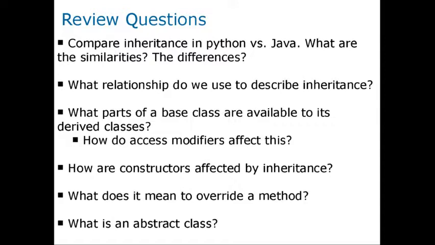What are some examples of access modifiers that we used last week? Private, public. There's a third one. Protected. Protected is the third one. What does protected do for us? It's kind of in the middle of public and private.